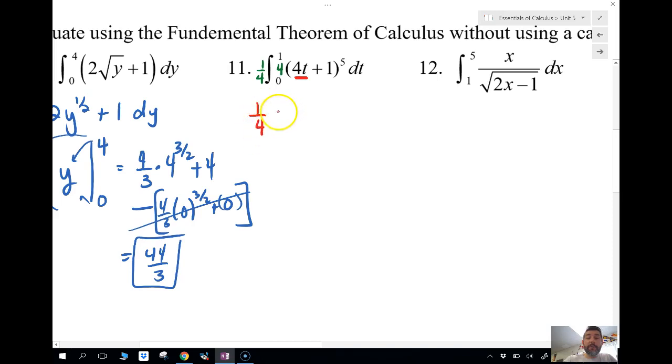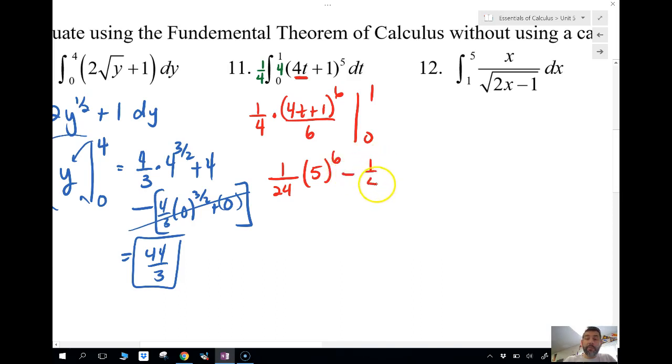So 1/4 times (4t plus 1) to the 5th divided by 5. No plus c. We're going to go from 0 to 1. So I'm going to plug in 1, and I'm going to get 1/20th times 5 to the 5th. Oh, I forgot to add, so 6. Okay, 1/24 times 4 times 1 plus 1 is 5 to the 6th.